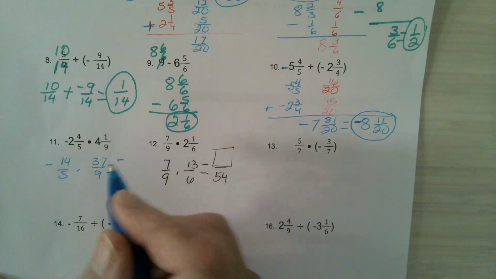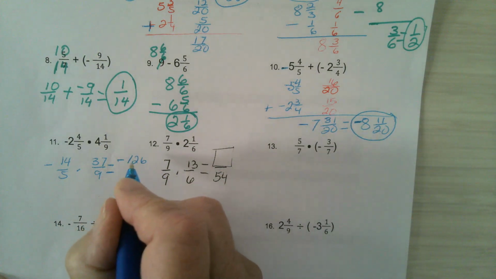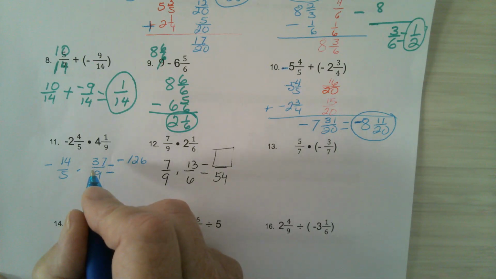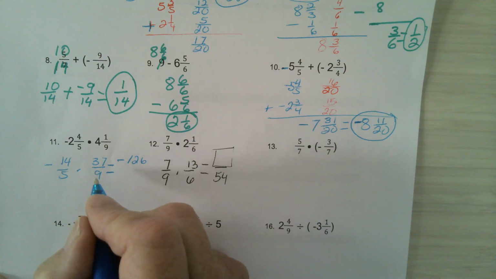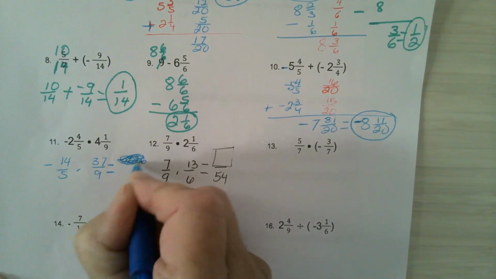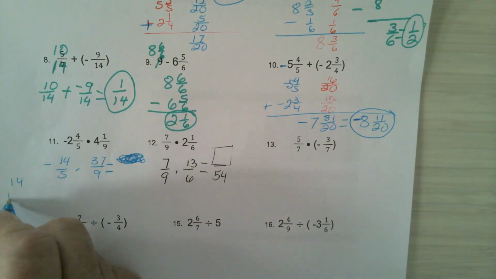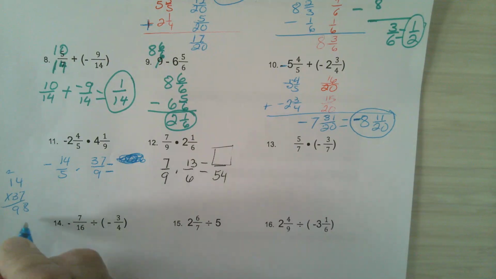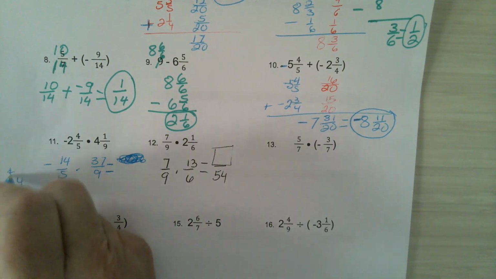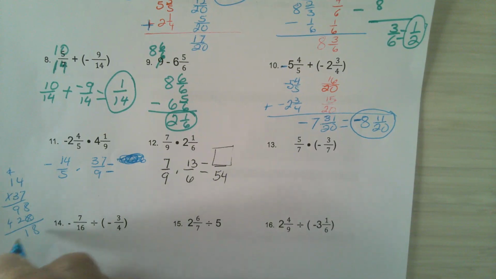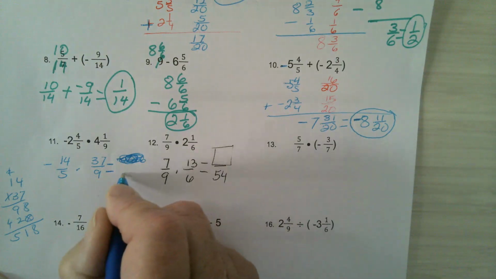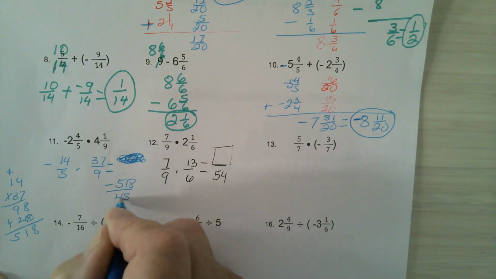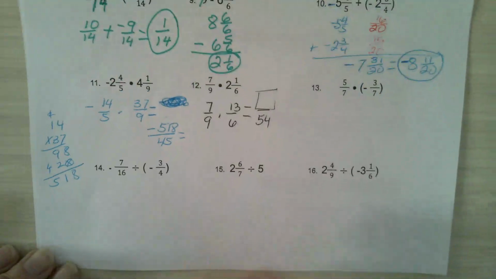14 times 37 is 126. And 5 times... that is, 14 times 37 is not 126. Let's see, 14 times 37: 8, carry 2, 98, place value 0, 12, carry a 1. Yeah, that's 518. So you end up with a negative 518 over 45. Then you're going to divide that.